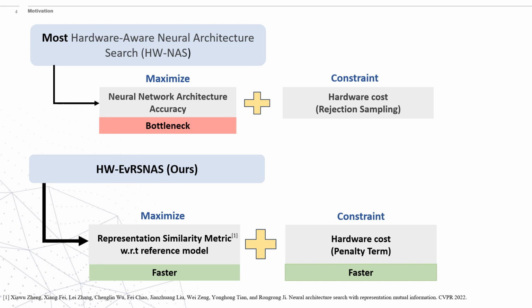This is in general faster than the rejection sampling whenever the hardware cost constraint is low. This is because the number of sampled architectures rejected increases exponentially in the rejection sampling method as the hardware cost constraint goes lower. In contrast, the penalty method does not reject any sampled architectures even when the hardware cost constraint goes lower.